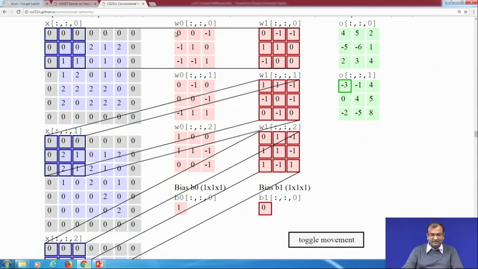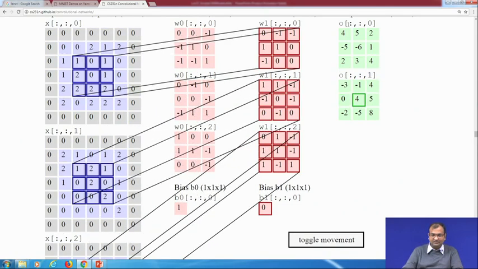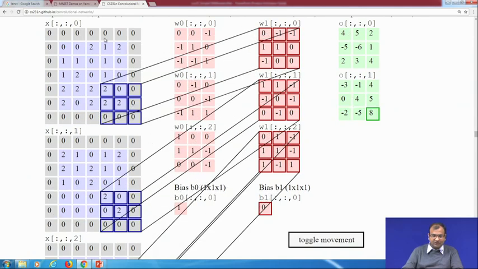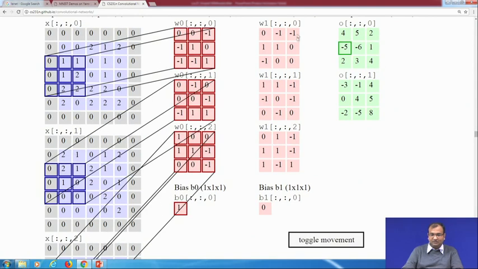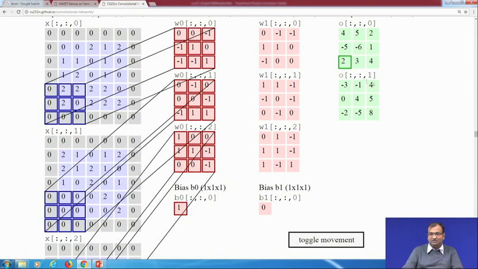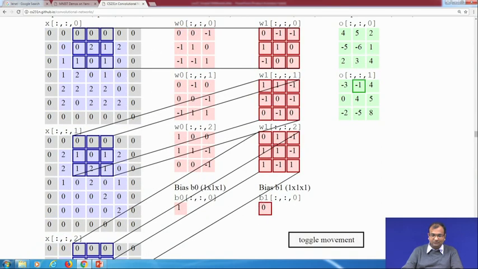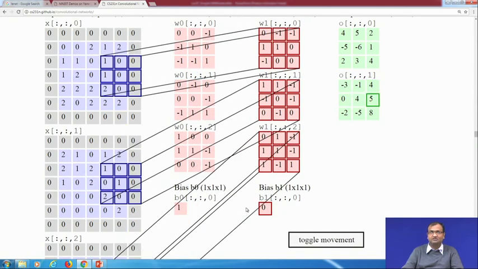So you get to the point that it's very much a volume which is getting convolved, and that's the resultant which you get down over here. Similarly, you can keep on doing for all other locations, and you would see this one appropriately populated. You repeat the same thing for the second kernel, and then you would be getting the second channel of my output. But remember that the bias for the second kernel is what is present over here, and each kernel has its own bias.